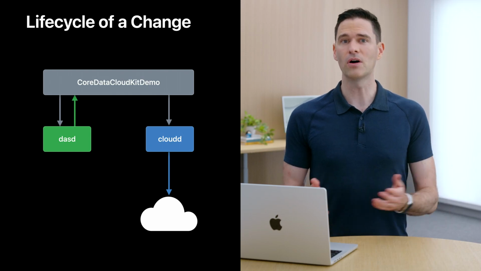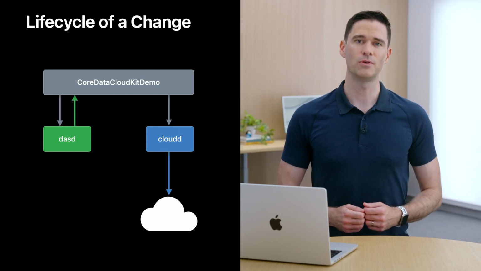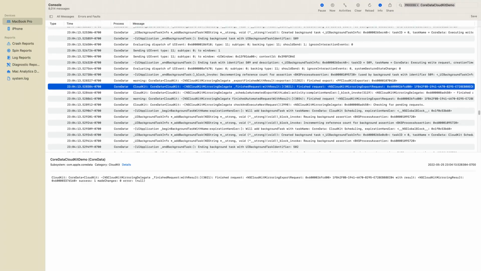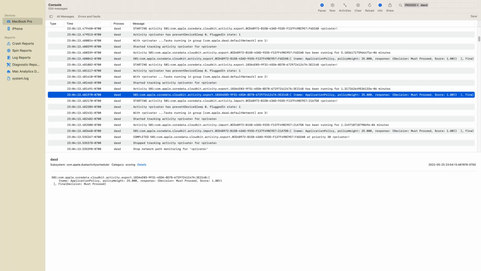We can observe logs from each of these processes using the Console app. For application logs, we simply look for the application process, Core Data CloudKit demo. Here, I've selected one that shows an export completing. For scheduling logs, we want to look at logs from the process DASD and from the application's specific store. Here, I've selected the start of an export activity for the application's private store. Let's examine this log in a bit more detail.